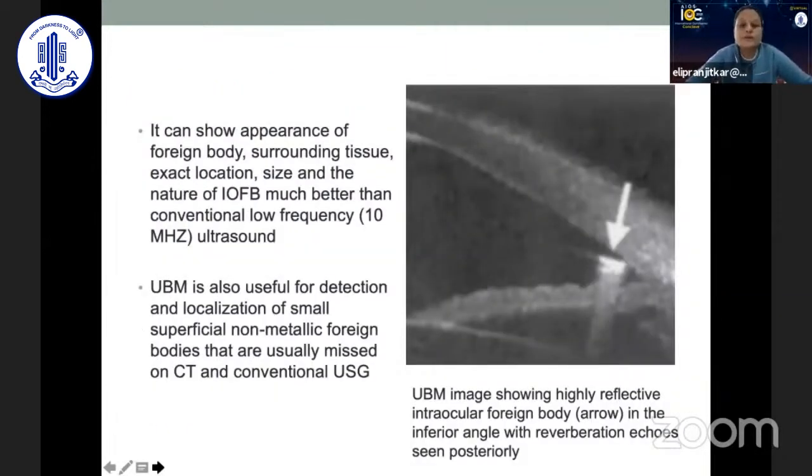It can show appearance of foreign body, surrounding tissue, also the exact location, size, and nature of intraocular foreign body, much better than conventional low frequency ultrasound. It is also useful for detecting and localizing a small, superficial non-metallic foreign body, which is usually missed either in CT or conventional ultrasound. This is the highly reflective intraocular foreign body in the inferior angle with echoes.